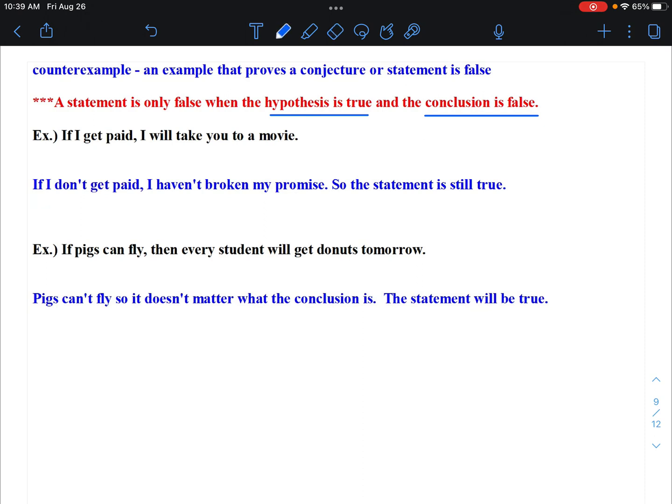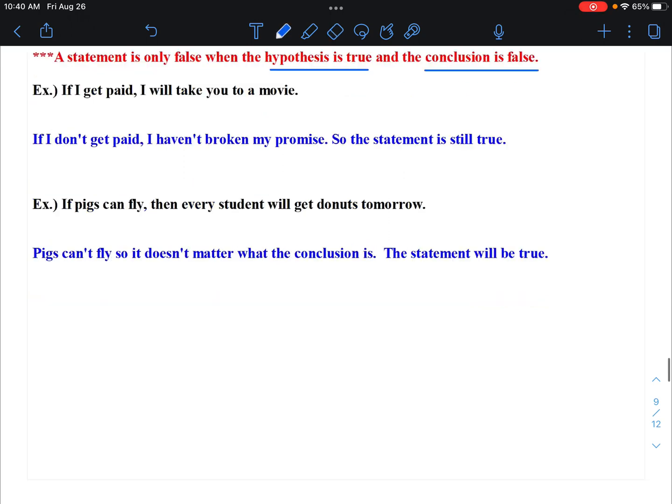Whether the hypothesis is false at all, okay? So like the second example, if pigs can fly. All right, there's your if part. If pigs can fly. So right away, pigs can't fly. So the hypothesis is false, so it doesn't matter what is said after that. The entire statement is true. It does not matter what is said after that. The only way, again, I'll go back up here to the red, the hypothesis has to be true and the conclusion has to be false. That's the only way you're going to get a false out of this. That's the only way your conjecture will be false.